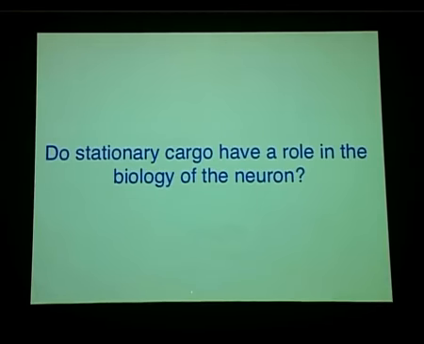So, we did all the cell biology, and then the question was, why should you care? So what if you have stationary cargo vesicles? Maybe it's just that the motors fall off the microtubules, motors fall off the cargo, or you come to the end of a microtubule, or there's a traffic jam. So the question in other ways is, do stationary cargo have a role in the biology of the neuron?